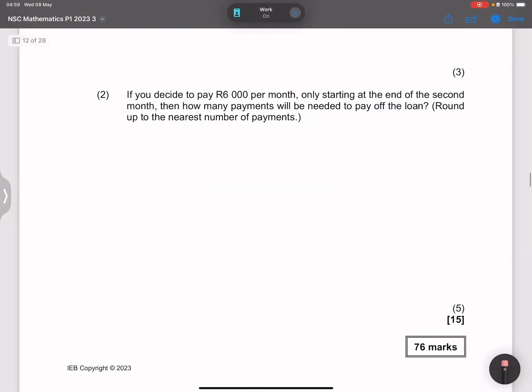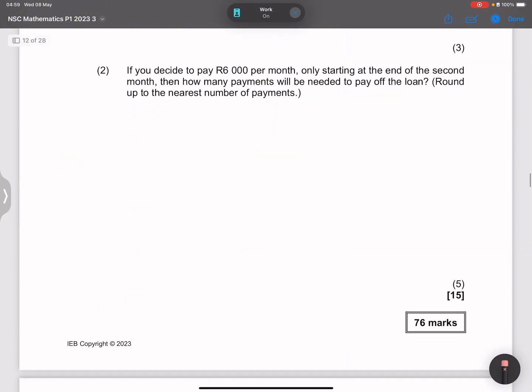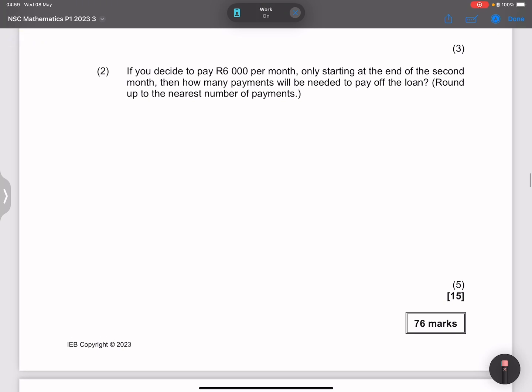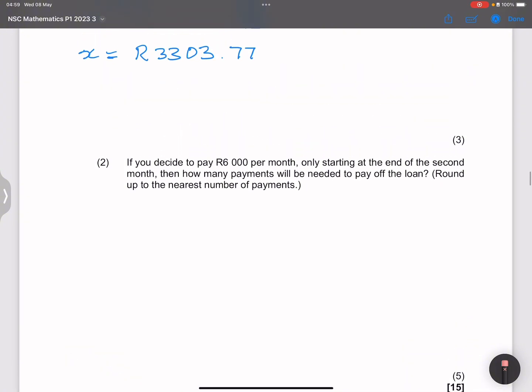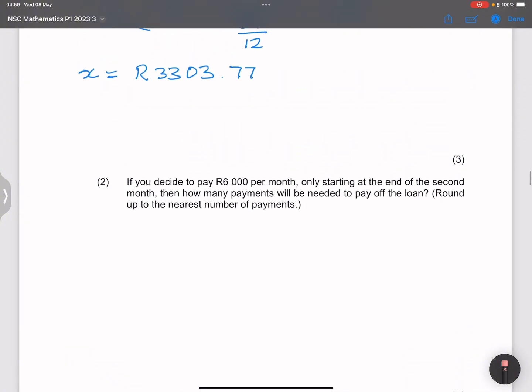All right, so the next portion says if you decide to pay 6,000 per month, only starting at the end of the second month, then how many payments will be made to pay off the loan? And we must round this to the nearest number of payments. Now I want you guys to see this. Remember, we were actually asked by the bank to pay 3,300 if we were to finish in 10 years.